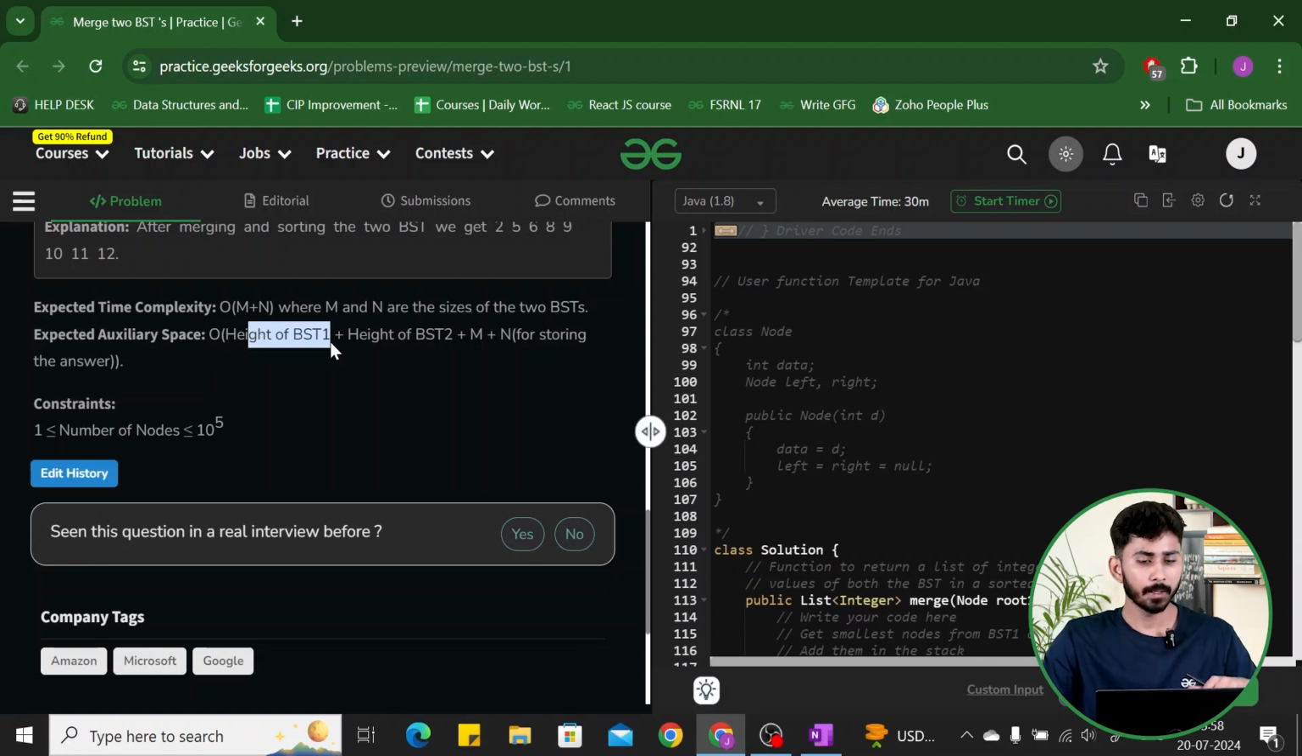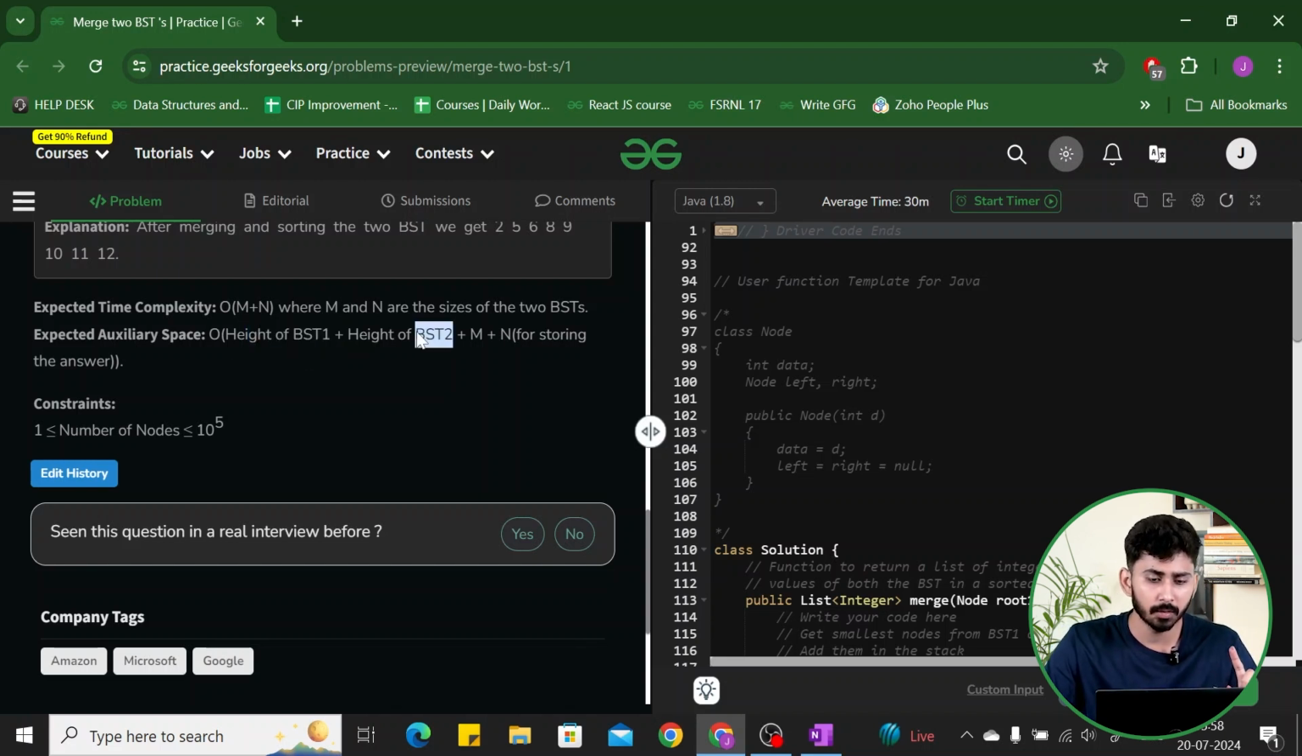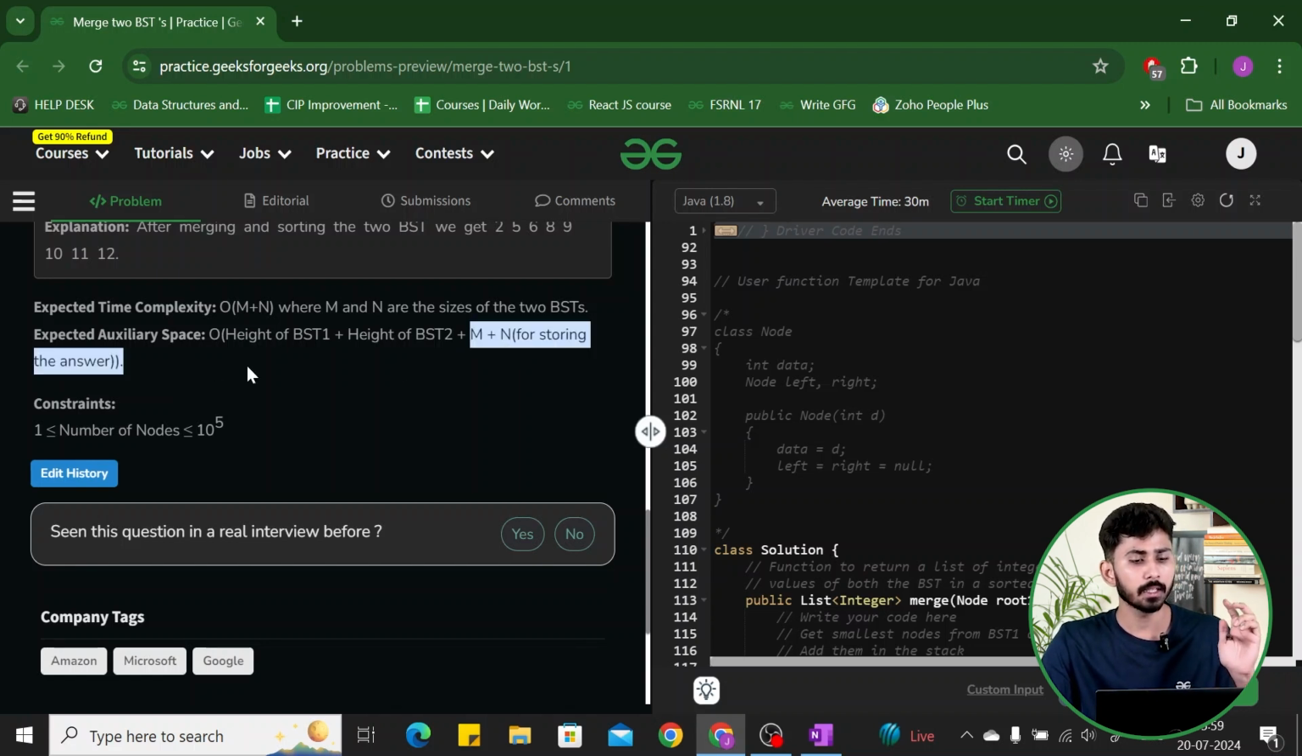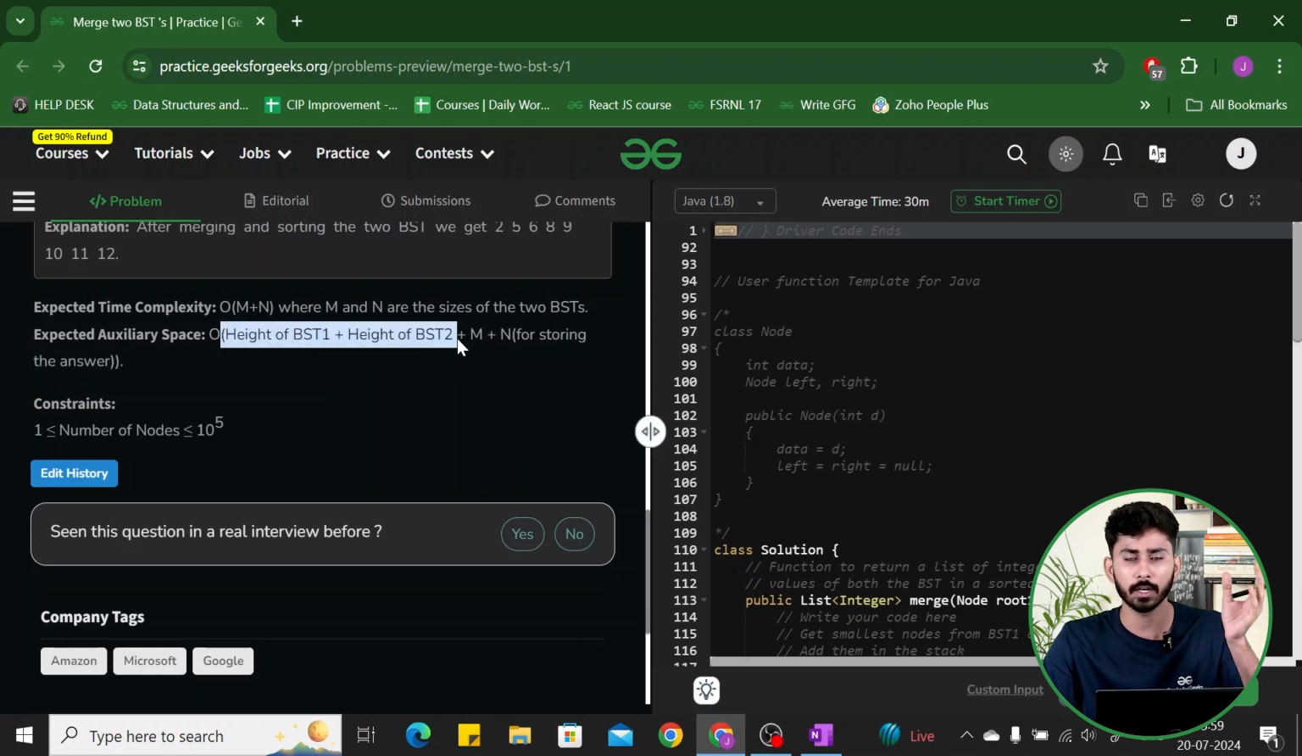So this means that we can at most use a recursive in-order traversal, because the in-order traversal that we will be following will have an extra space requirement equivalent to the height of the BST. The height of a binary tree, if there are n nodes, will be order of log n, right? So here it is saying height of BST1 plus height of BST2, plus m plus n for storing the answer. If we ignore this m plus n, they are saying that the auxiliary space we expect is order of height of BST1 plus order of height of BST2.